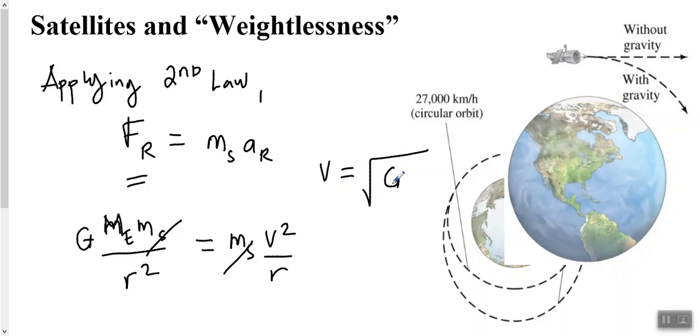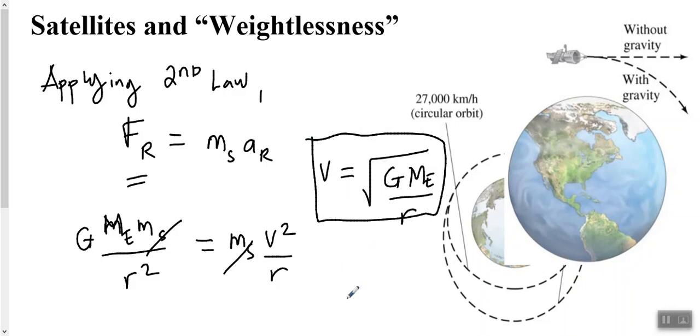I would have G mass of Earth over their separation. So this is how I can determine the velocity. From here I could also determine how far that would be relative to the Earth's center. That's how you determine motion of satellites and how far they should be launched from the center of the Earth.